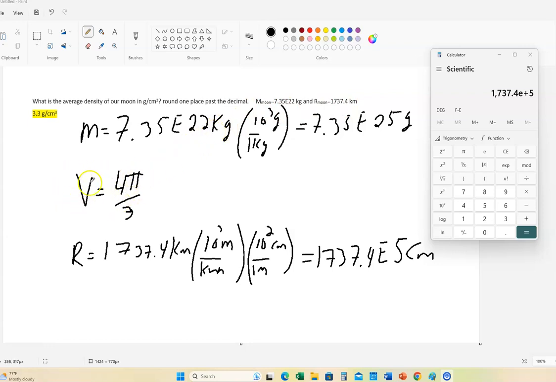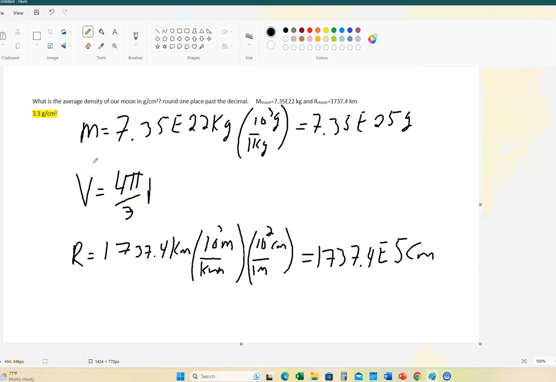Of course, this is the volume equation for anything. Oops, I didn't write the R in there. R cubed, right? So this is the volume equation. The mass has to be changed from kilograms to grams. There are 10 to the third grams in 1 kilogram. The kilograms cancel here, and when you have 10 to the 22nd and 10 to the third, it becomes 10 to the 25th.